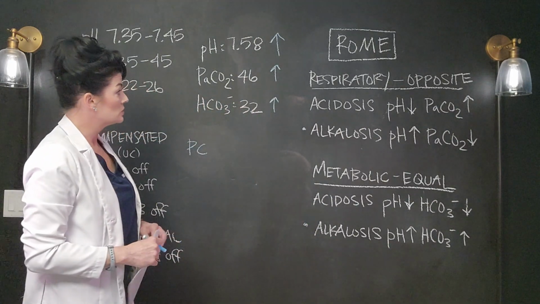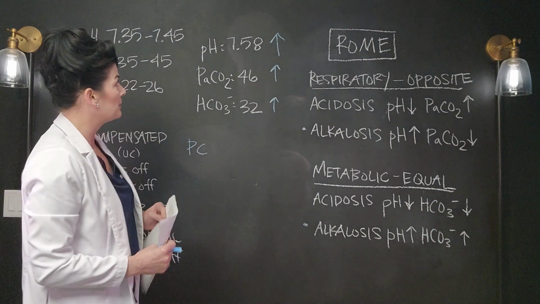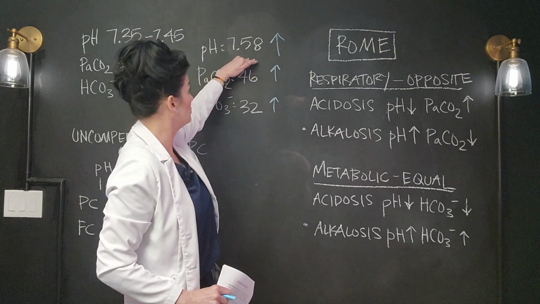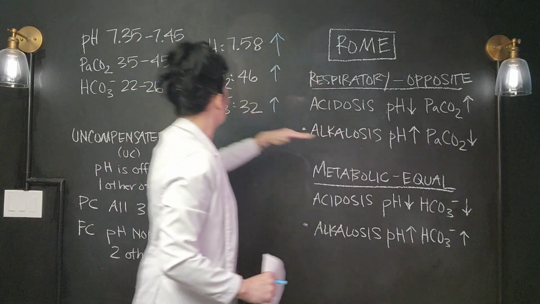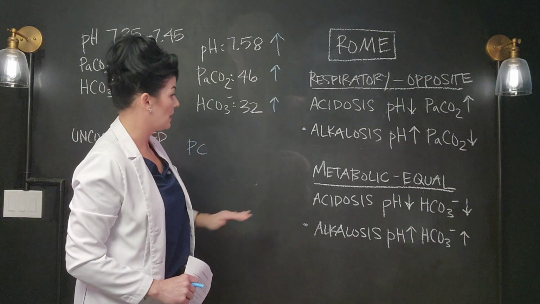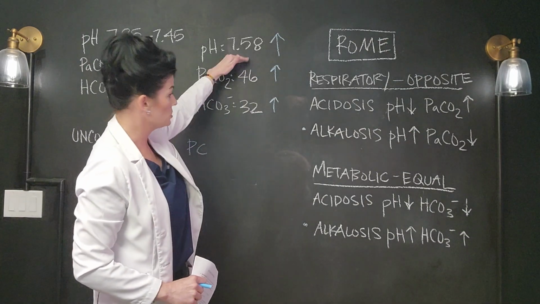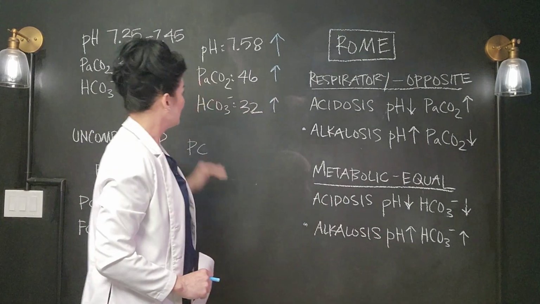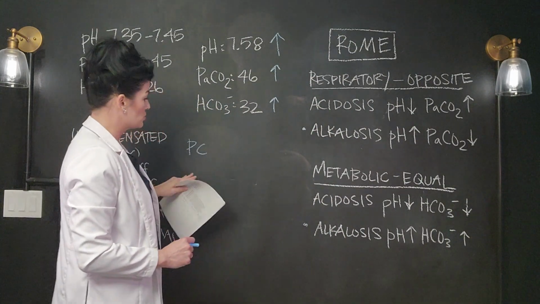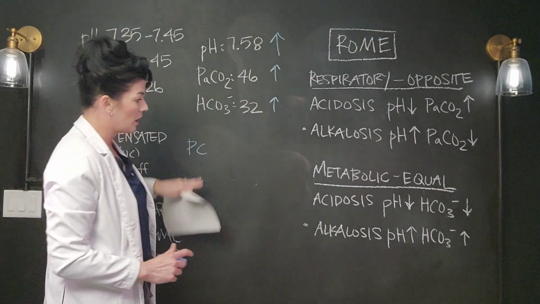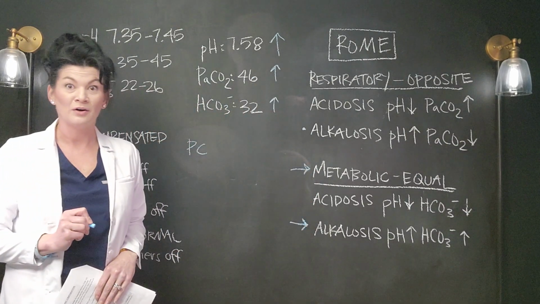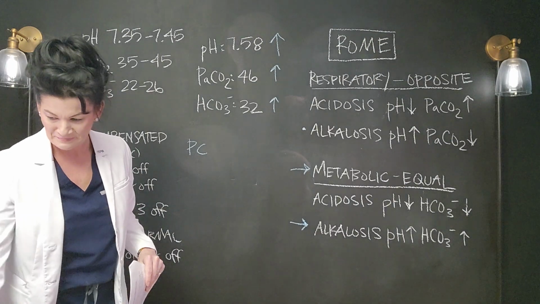Now, again, let's go back to matching what is happening. So in respiratory alkalosis, the pH is high. That is true. And partial pressure CO2 is down. We don't have that. All right, so let's try metabolic alkalosis. Our pH is high. That matches. Is our bicarb high? Yes, it is. So our patient is experiencing partially compensated metabolic alkalosis. So far, so good?